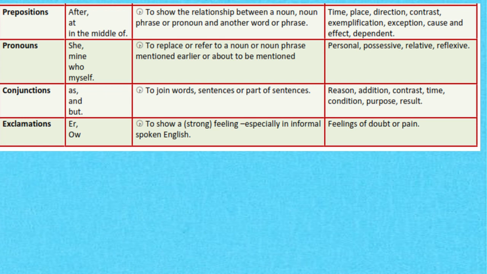Prepositions. To show the relationship between a noun, noun phrase, or pronoun and another word or phrase. Pronouns. To replace or refer to a noun or noun phrase mentioned earlier or about to be mentioned. Conjunctions. To join words, sentences, or parts of sentences. Exclamations. To show a strong feeling, especially in informal spoken English.